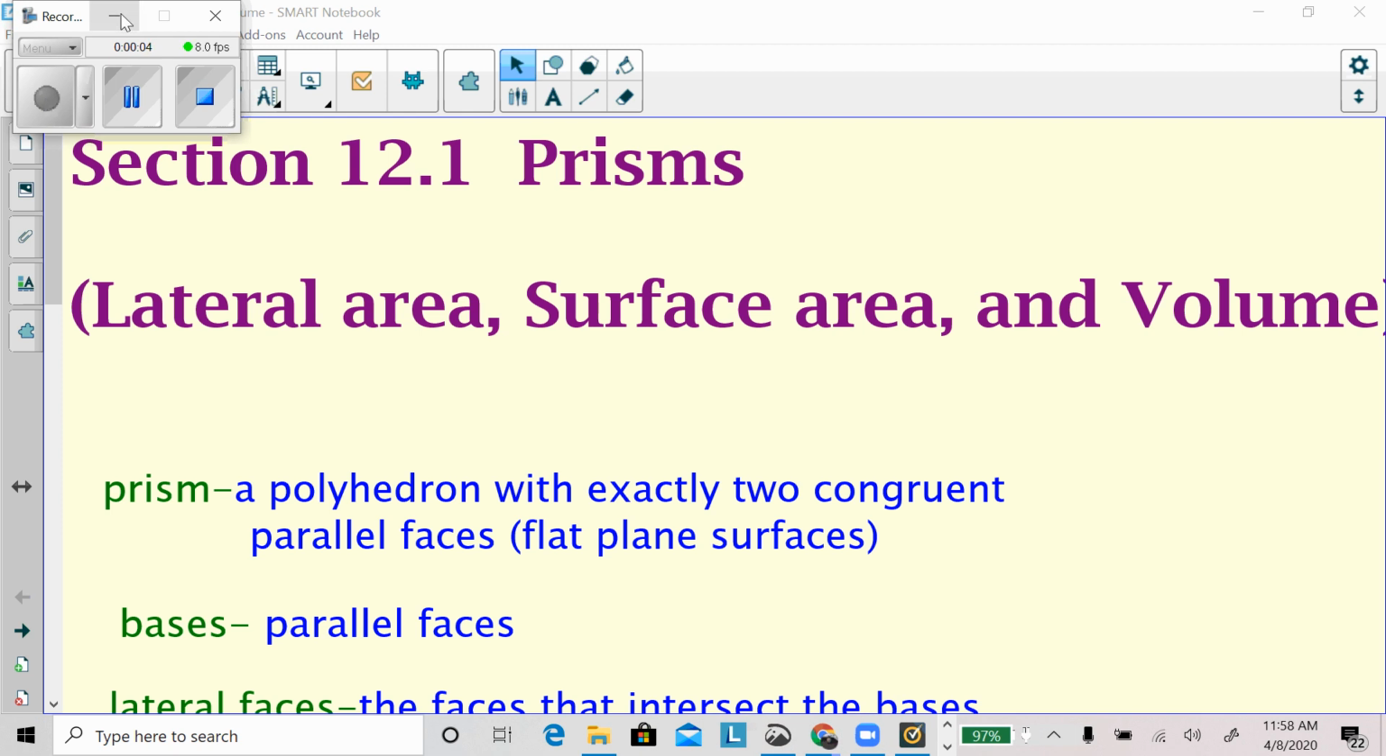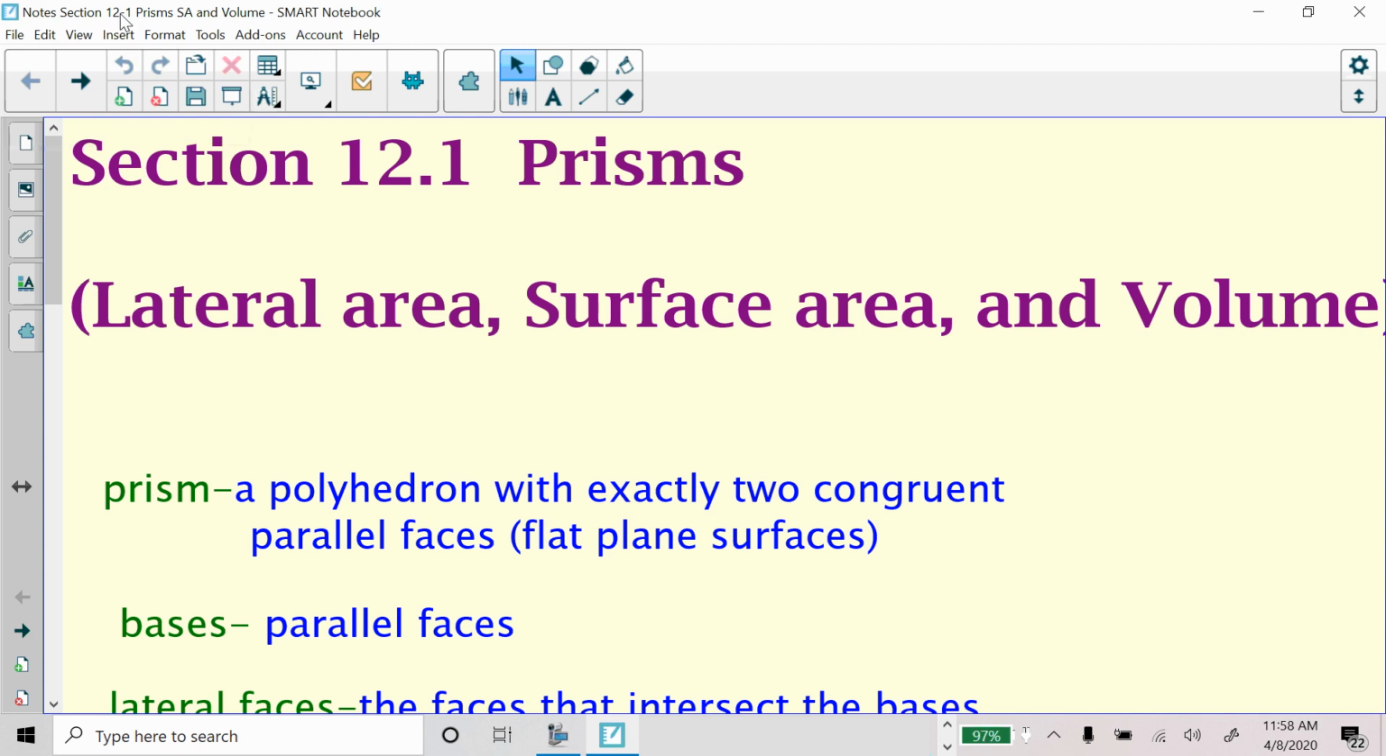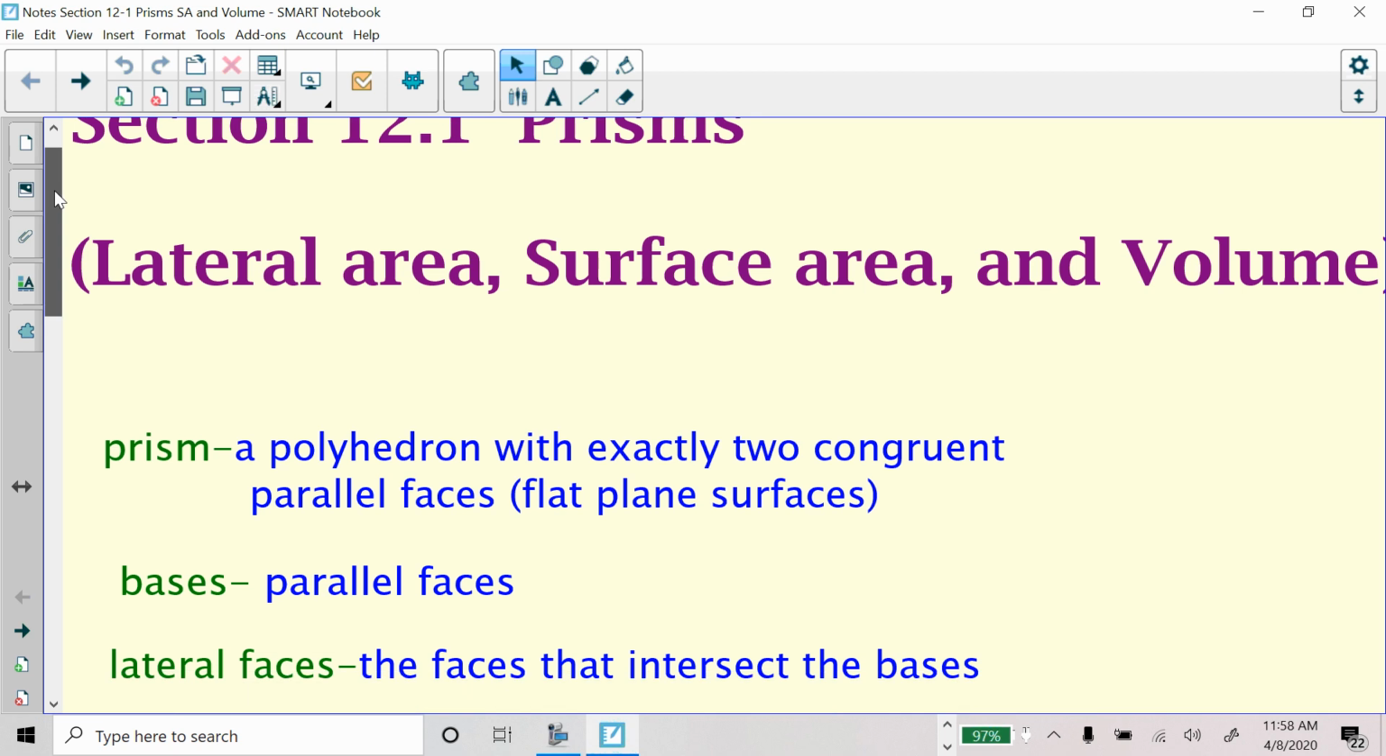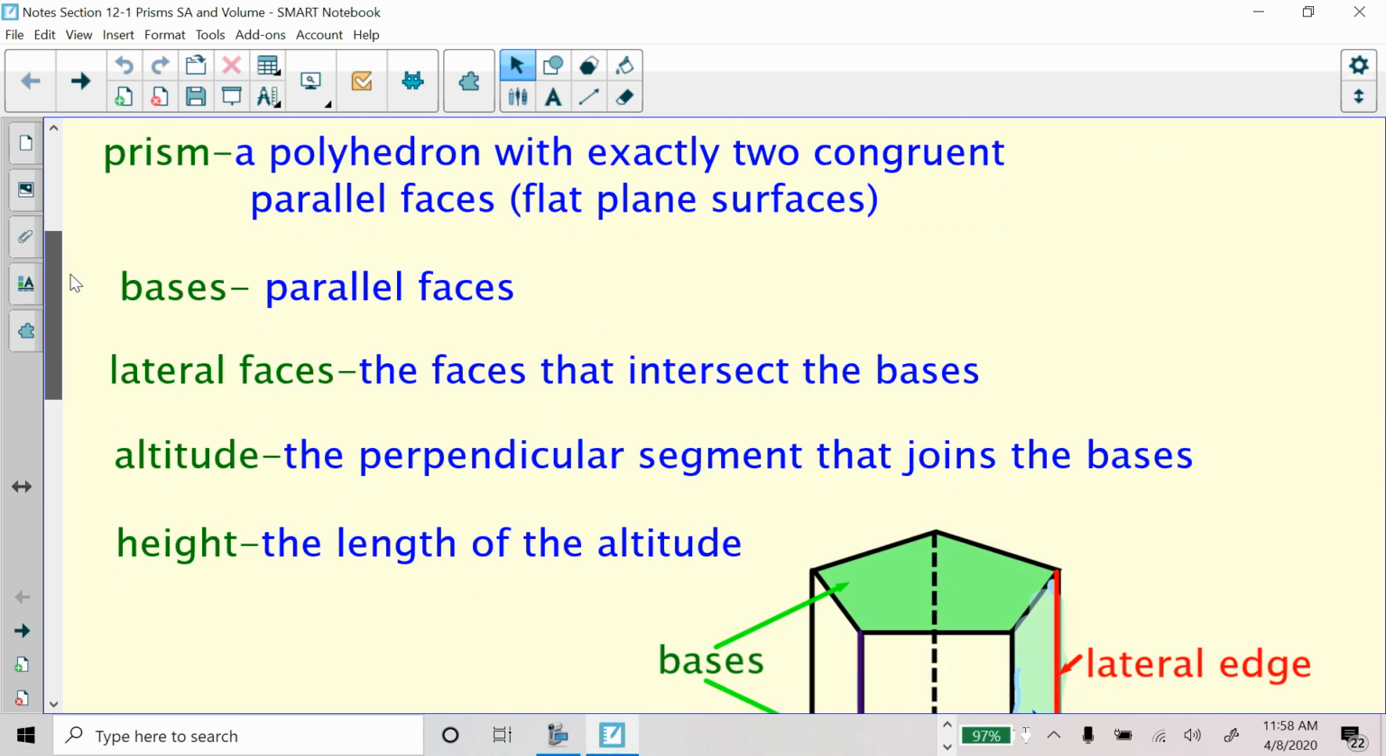Hi guys, today we're going to talk about prisms and surface area and volume of prisms. So a few things that we need to make sure we know are just some vocabulary. I'm pretty sure there's some vocabulary questions in your homework.